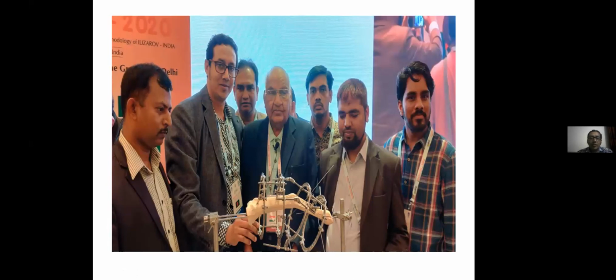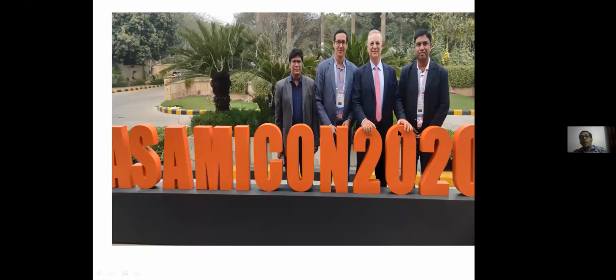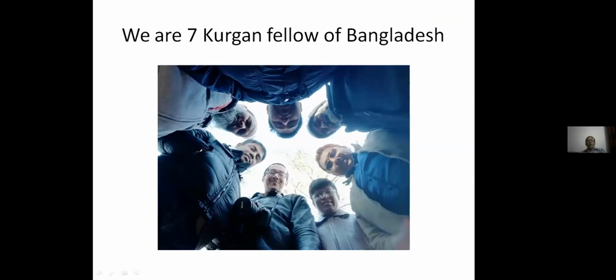This is a picture of the last ASAMI conference, which was held in New Delhi with Professor Junjunwala, where the Bangladeshi Ilizarov surgeons and Professor Dor Peleser, and with Dr. Arif, Dr. Subro and me. We are the 7th Kurgan Fellows of Bangladesh.